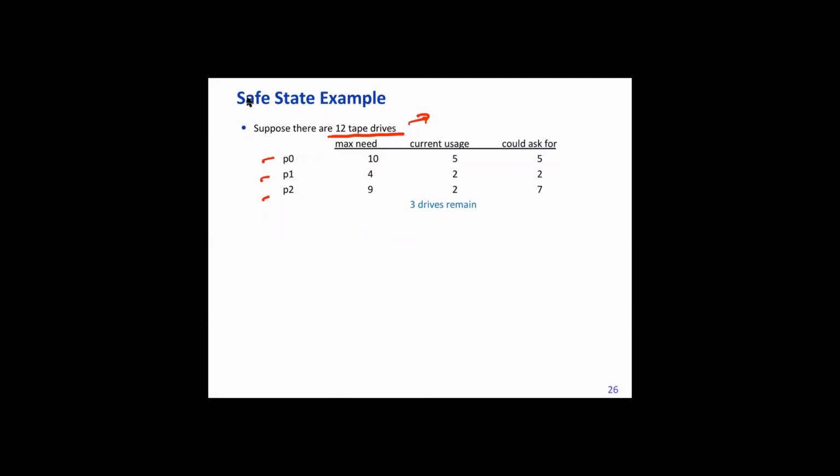Now the maximum need of P0 is 10, and this is at some instant of time. The current usage is 5. It means that it may ask for 5 extra resources, 5 extra tape drives, right? P1's maximum need is 4, currently holding 2. It means that it may ask for 2 at a certain point in time. P2 may need a maximum of 9, but it's holding 2, so it means 7 more. So now current usage is 5 plus 2 plus 2, that's 9, and total we have 12, so still 3 drives remain. Okay, simple.